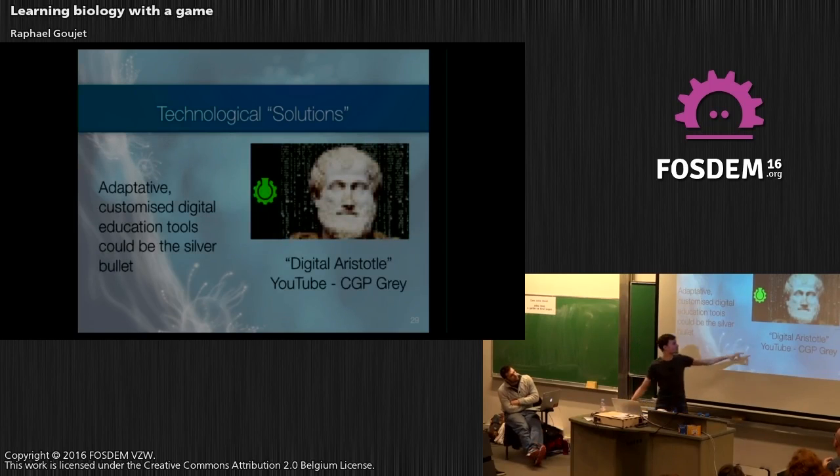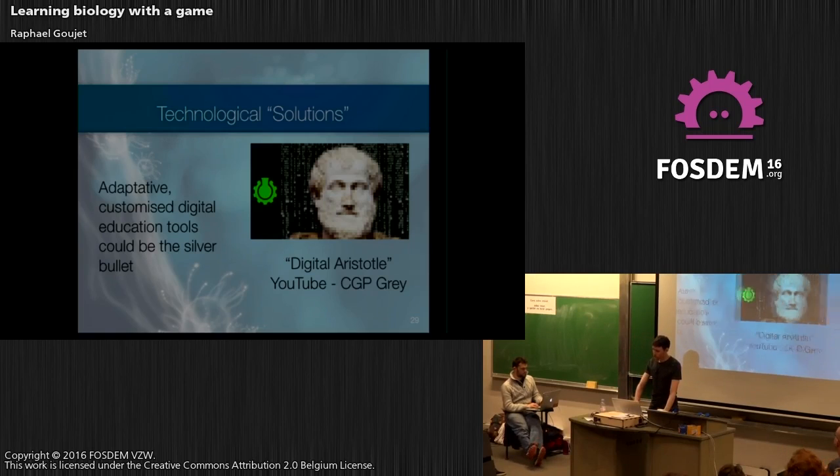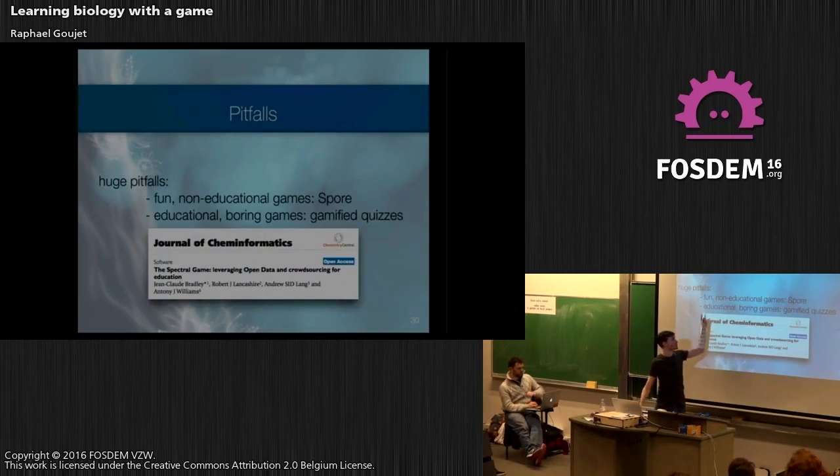And there are even people that say there is such a thing as a silver bullet for education. This guy is called CGP Grey. You can watch his video, and he's sure that adaptive learning could be a way to solve this education crisis, right? But there are still some pitfalls to avoid.